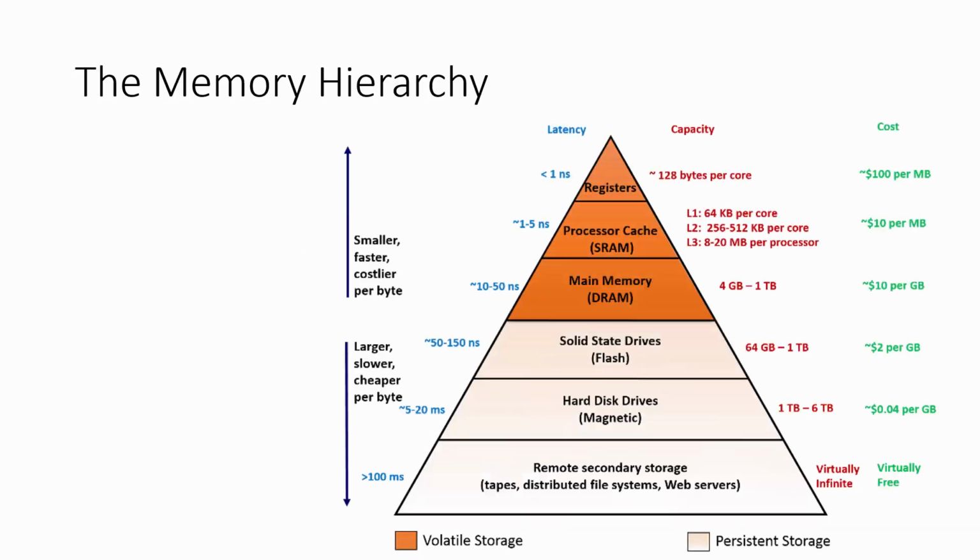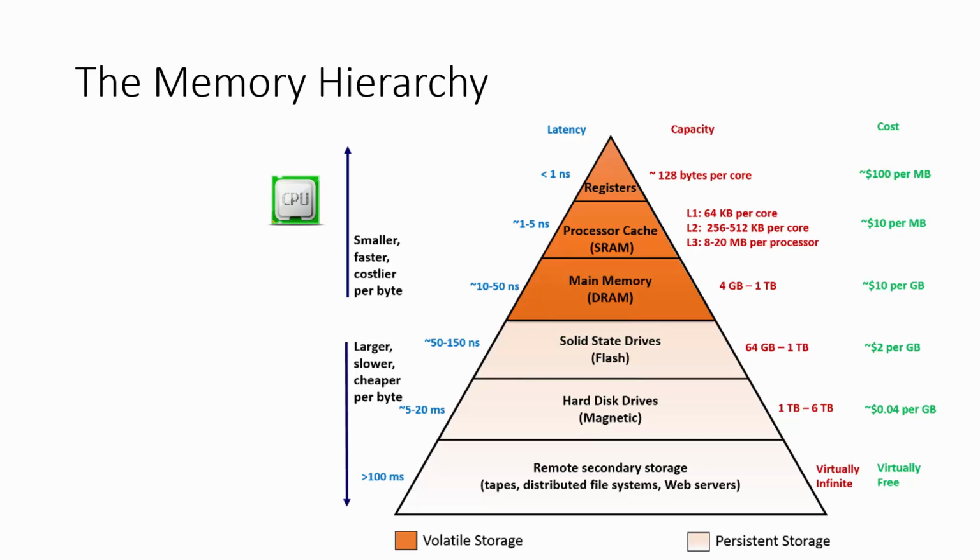In this video, we'll cover storage devices. First, let's look at the memory hierarchy. You might be familiar with this diagram. This indicates the latency, capacity, and cost of different types of memory, starting from static RAM and registers all the way to remote secondary storage.